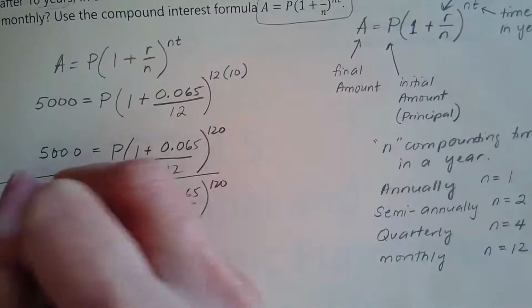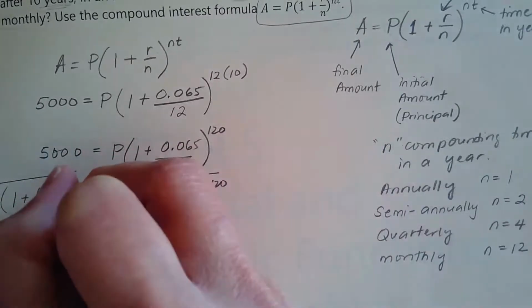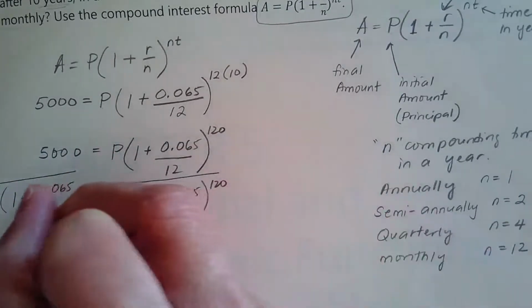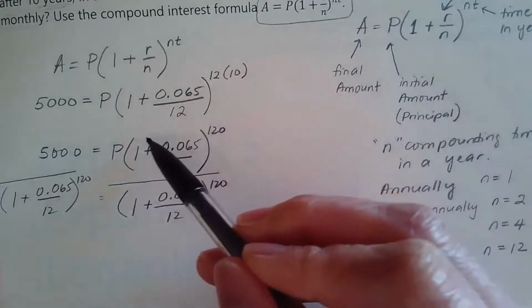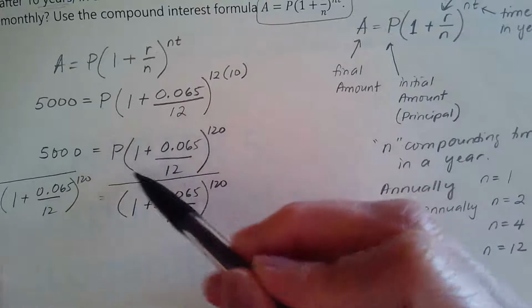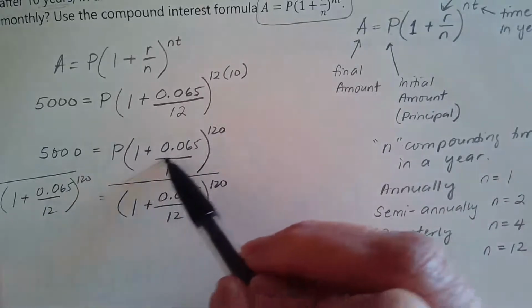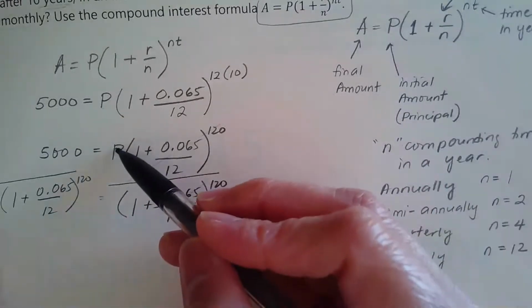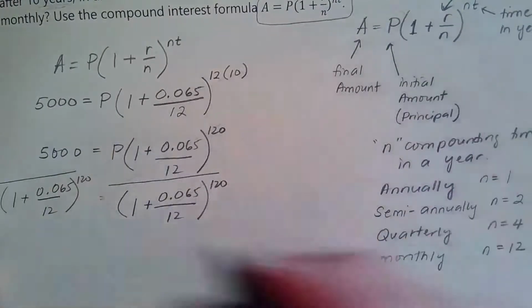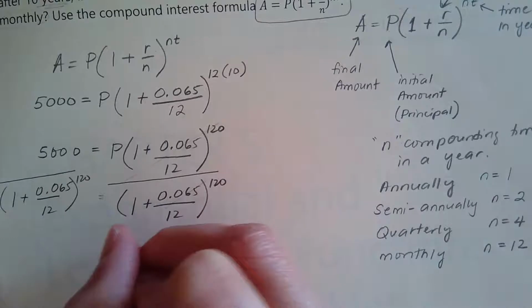1 plus 0.065 divided by 12 to the exponent 120. So imagine all of this is just a number, and we're going to divide by that, to just have the P isolated. P is alone.